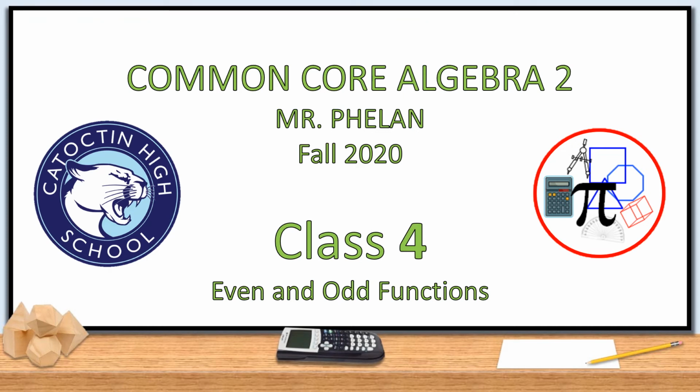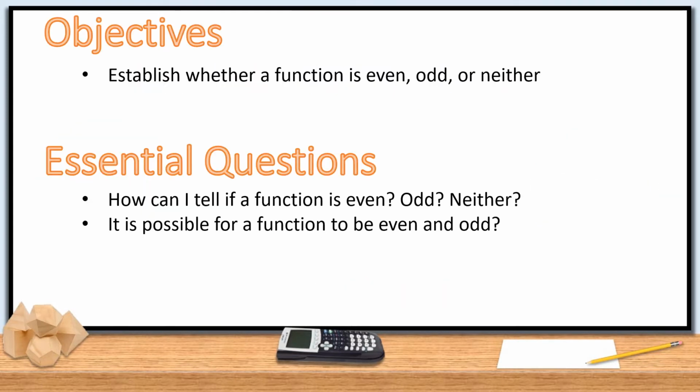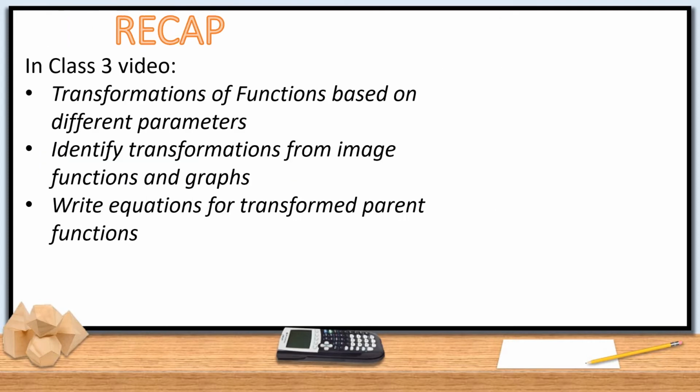This is class 4. We're going to be talking about even and odd functions today. So we're going to try and establish whether a function is even, odd, or neither. Those are going to be the three criteria we're going to look for in our functions. Essential questions for today: how can you tell? Is it even, is it odd, is it neither? And then is it possible for it to be both? Can it be even and odd? By the end of today, you should be able to answer those questions.